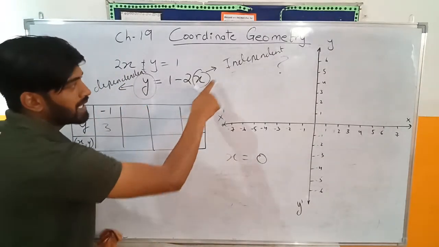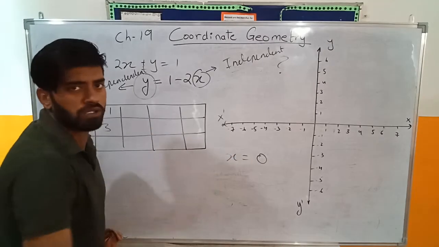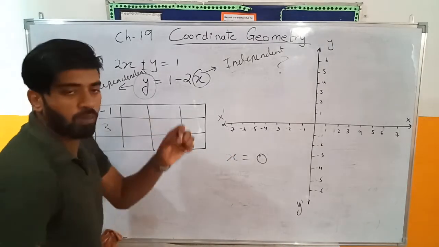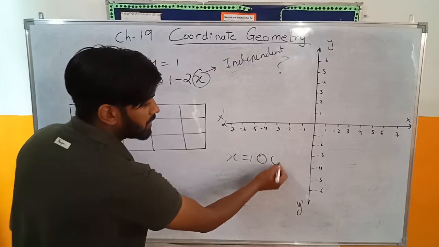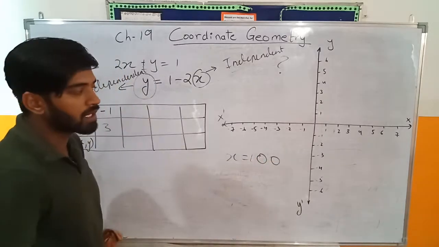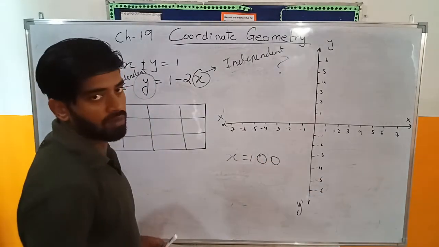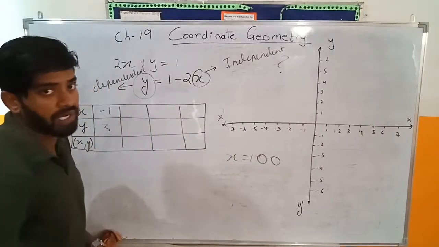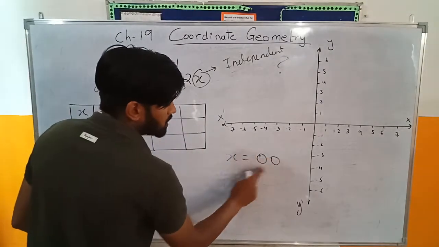Okay, so for the independent variable, I'm taking anything, you guys can also take anything, but I'm just going to work with small numbers. I could also take 100 over here, but why am I not taking 100? Because then I have to draw a big graph and the axis should reach till 100. So I'm taking only 0 over here.